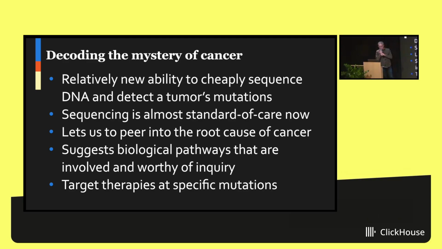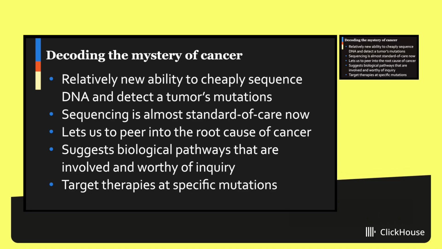So how do we decode the mystery of cancer? Well, we have the relatively new ability to cheaply sequence DNA, to read the DNA and detect the tumor's mutations. Sequencing is almost standard of care now, but that was definitely not the case 10 or 15 years ago. So there's this torrent of data now that wasn't there even 10 or 15 years ago. And it's now very pertinent to research and the clinic. And so reading this data lets us peer into the root cause of cancer, and it suggests biological pathways that are involved and worthy of inquiry.